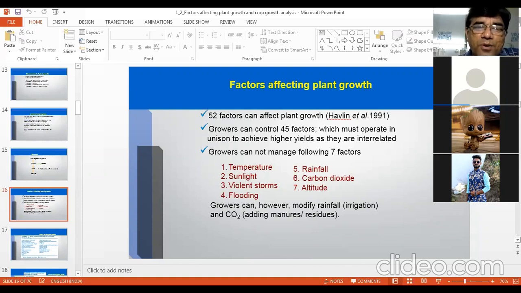Growers cannot manage the following 7 factors. Growers have very little influence on temperature, whatever temperature is given by nature under field conditions. So temperature, sunlight, violent storms, flooding, rainfall, carbon dioxide, altitude, etc. are generally beyond the management or reach of the grower. They cannot manipulate them much. However, growers can manipulate rainfall up to some extent. If rainfall is not there, you have irrigation sources, you can apply water by irrigation.